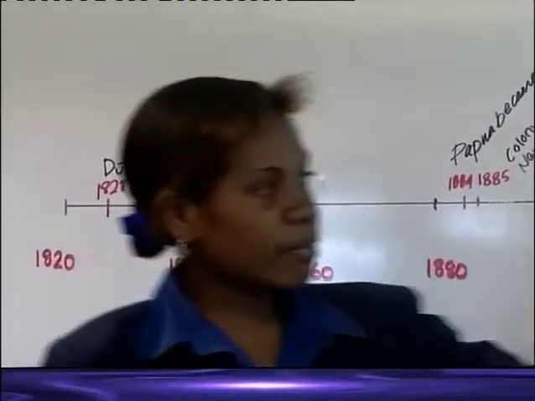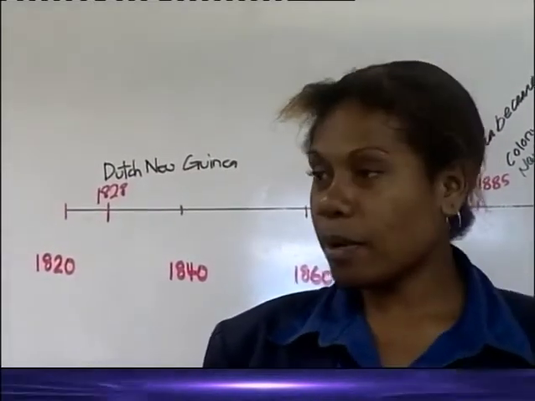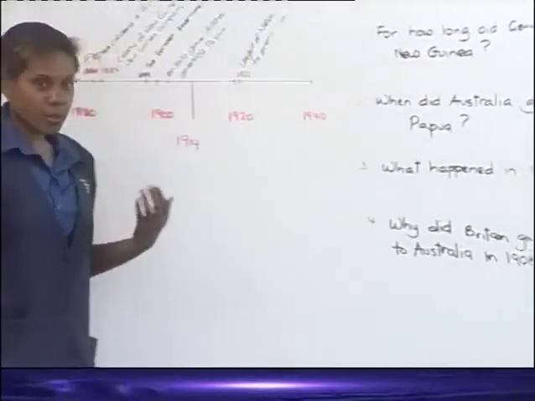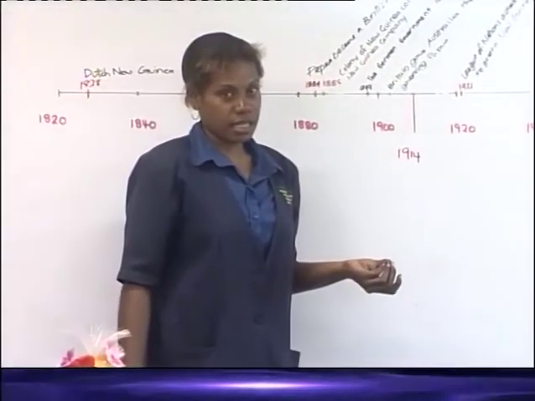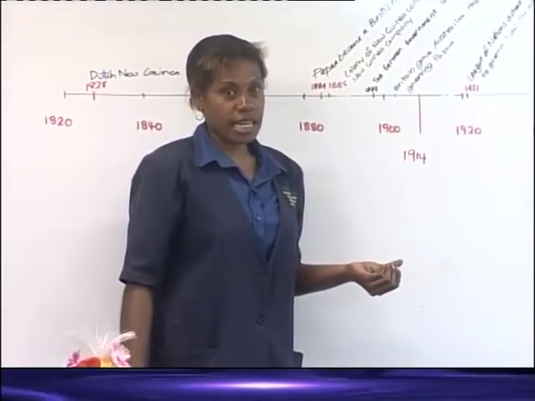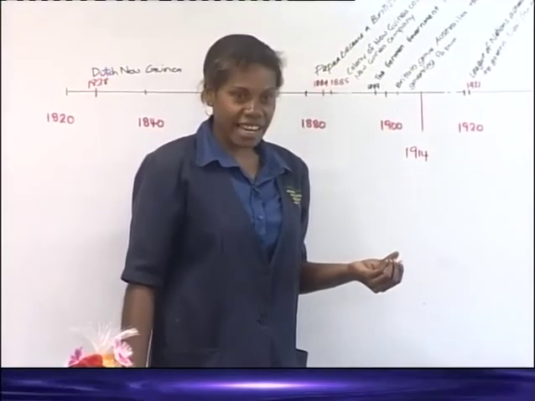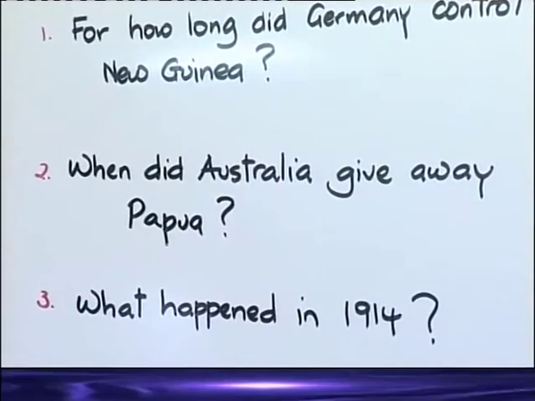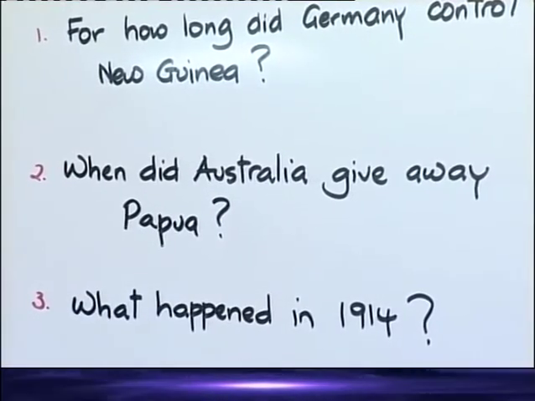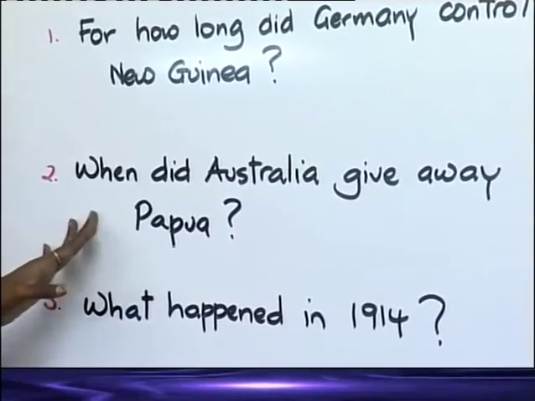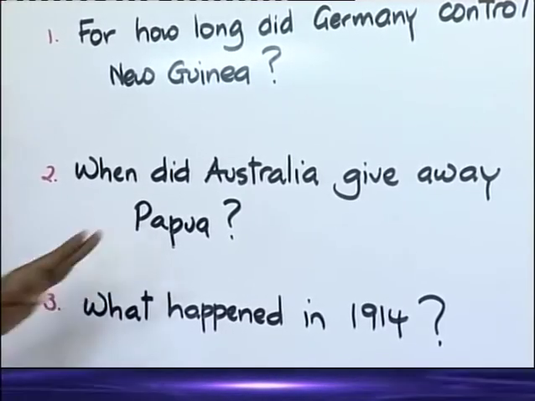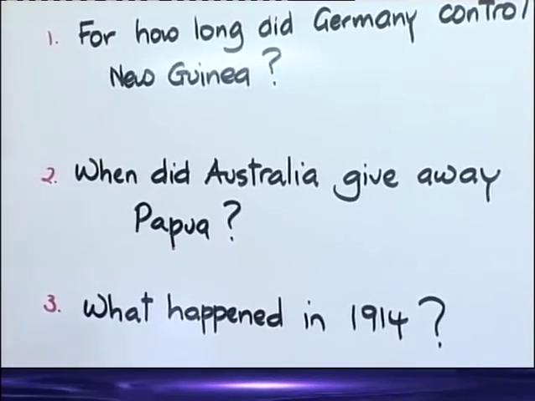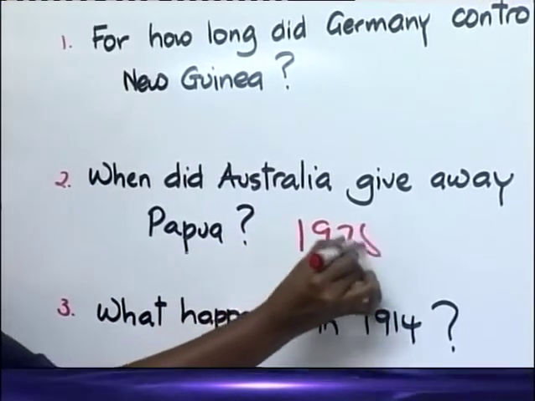Okay, leave number one first. Number two, when did Australia give away Papua? What year? 1975, yes. When Australia gave away Papua New Guinea, because that was when our country became independent, so 1975, right? Okay, next one.